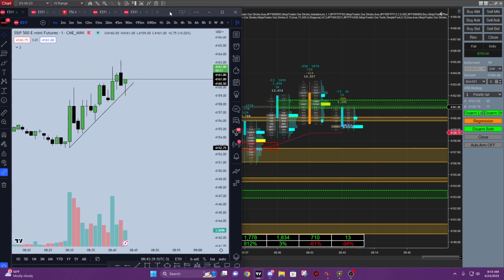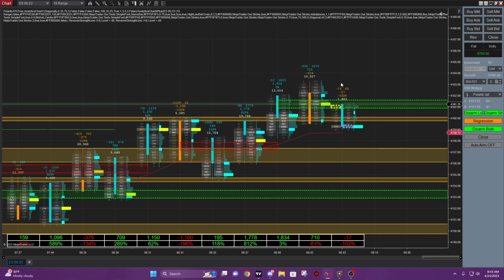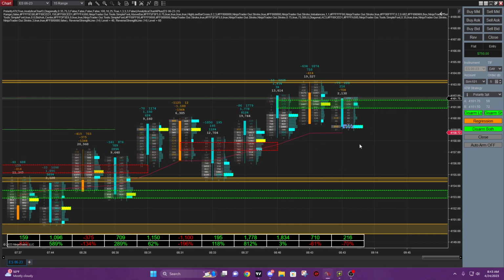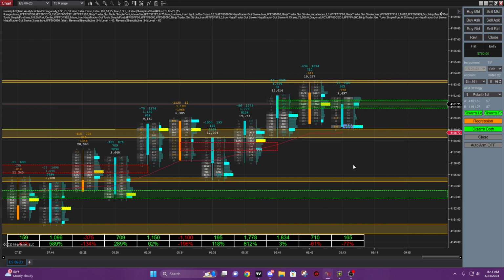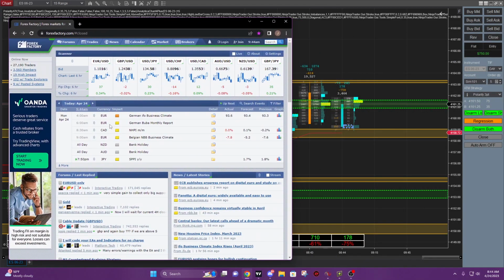So bouncing off of this, we could be chopping around this zone now. So we have to see how this plays. I'm going to kind of clean up the chart a little bit. Right there. So my thinking is probably maybe a little bit of chop in here. One thing I am going to do is check news. So we don't have any news today. You can see it right here. No big news at all.